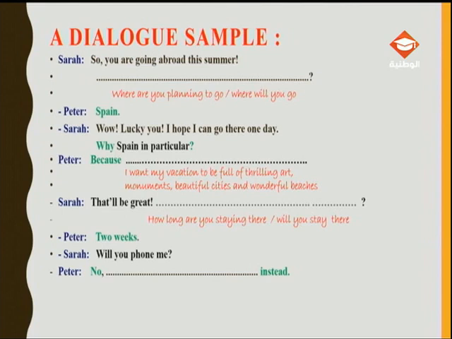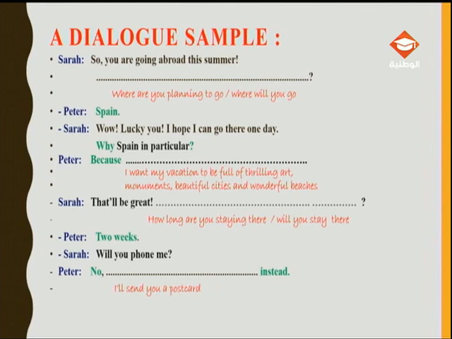Finally, Sarah asks one more question. "Will you phone me?" And Peter answers, "No, something" blank instead. It means that he will not phone Sarah, he will do something else. He might maybe email her, he might maybe post pictures on Facebook or Instagram, or he may also send a postcard. So the question is, will you phone me?